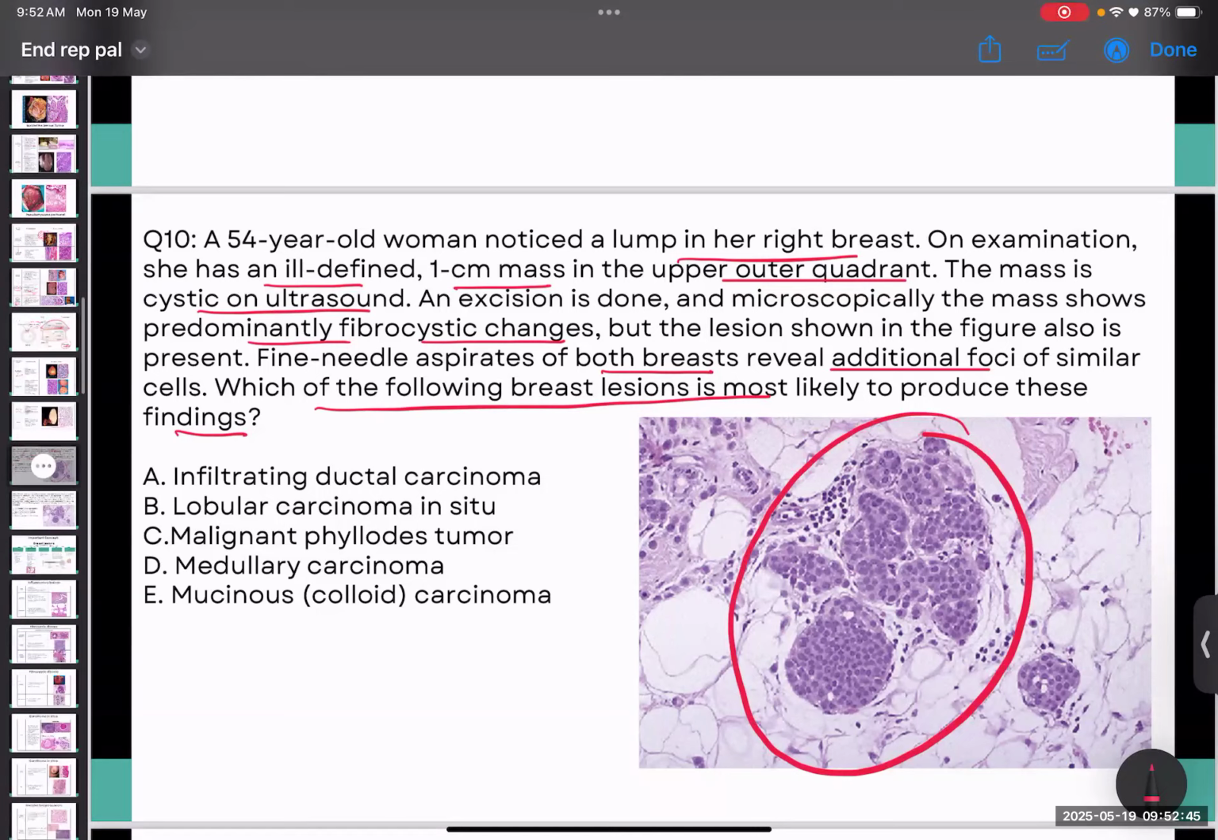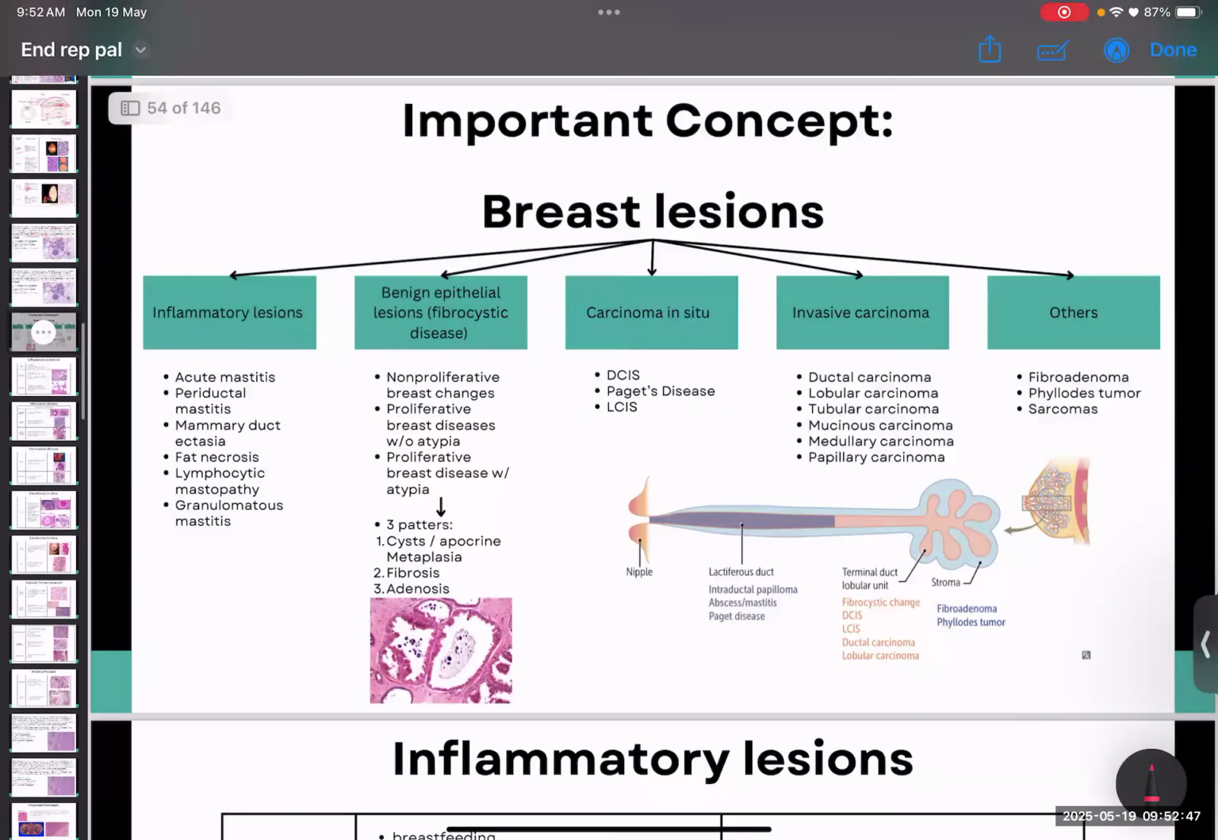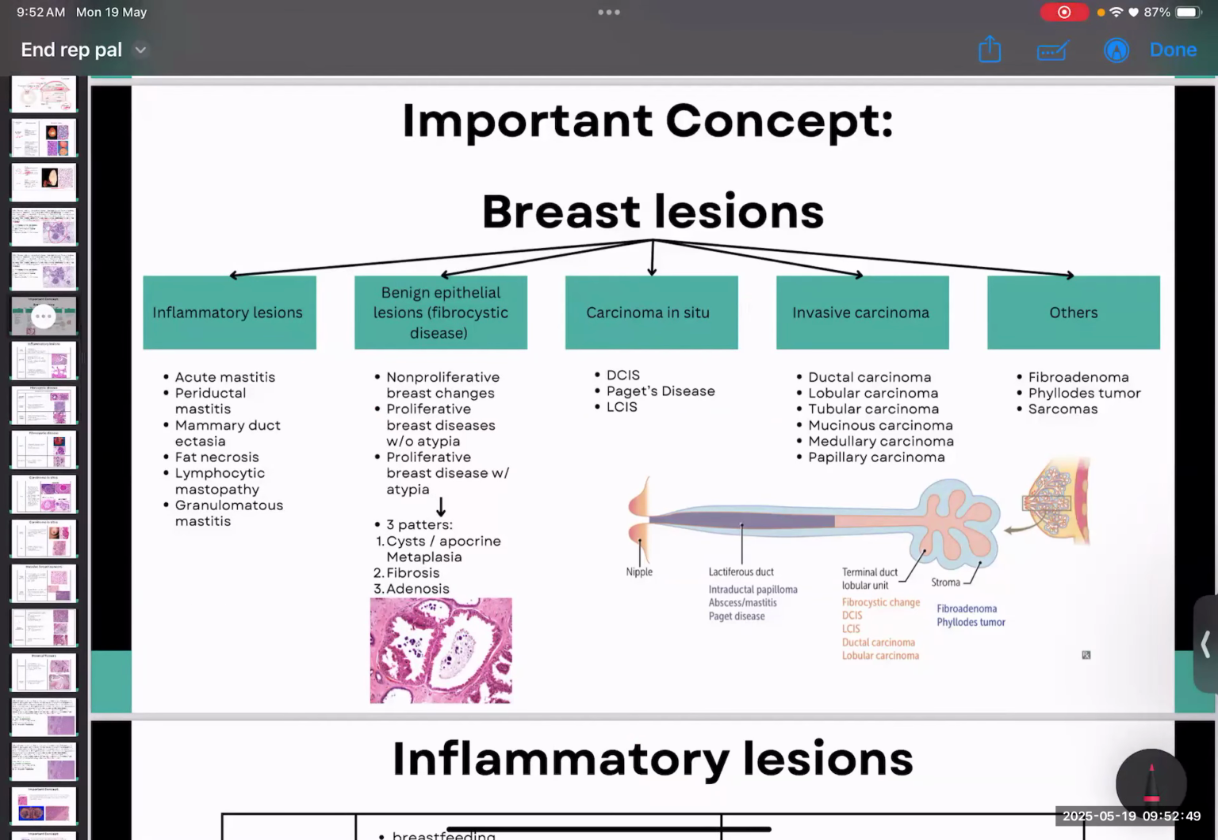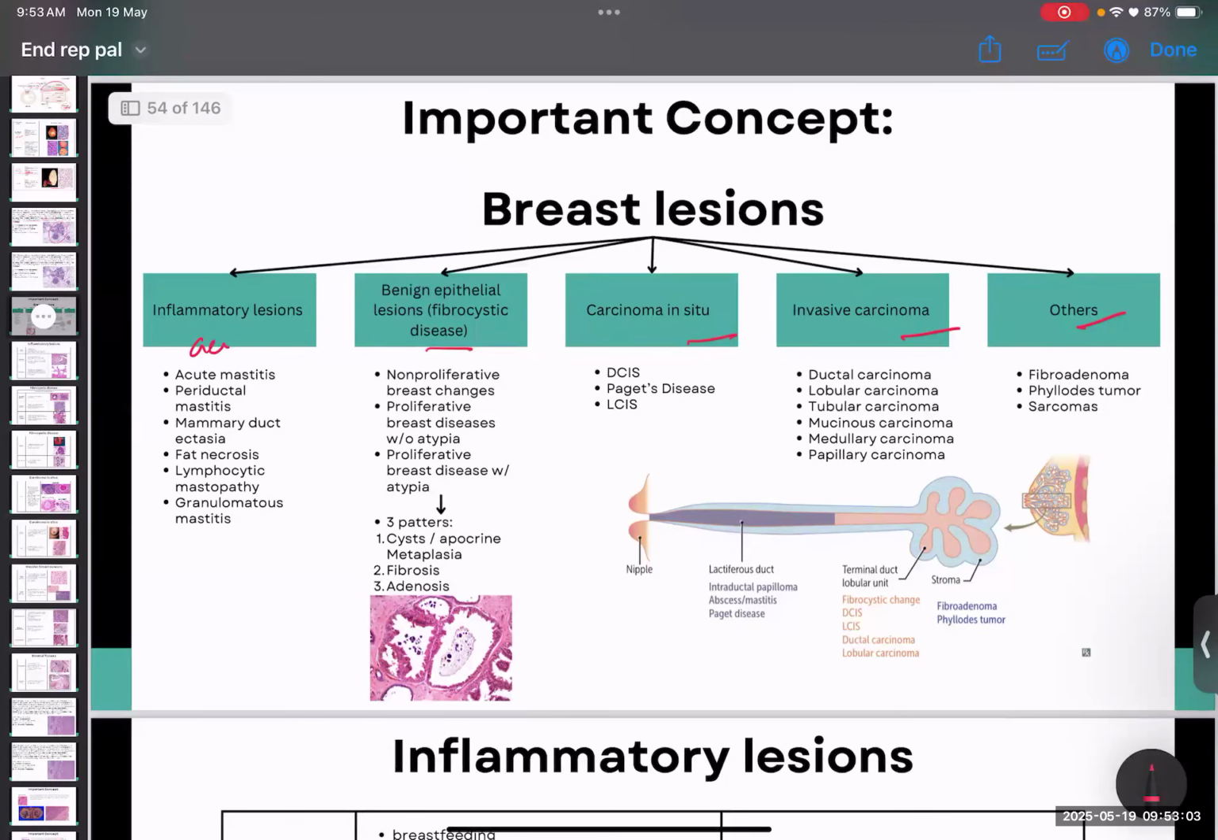So before we answer, let's just go over breast lesions really quick. I'm going to do a rapid review of all the breast lesions. So we have inflammatory lesions, benign epithelial lesions, carcinoma in situ, invasive carcinoma, and others. Inflammatory lesions are usually going to have a very acute presentation, okay?